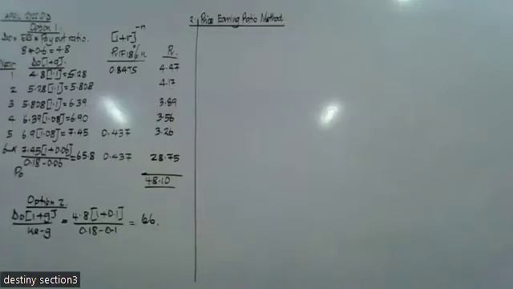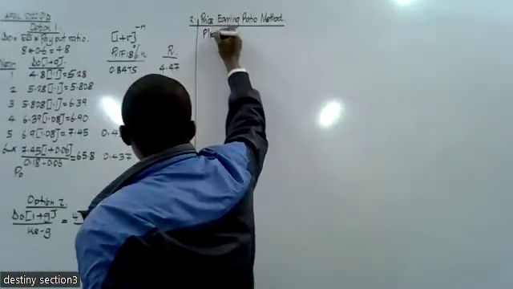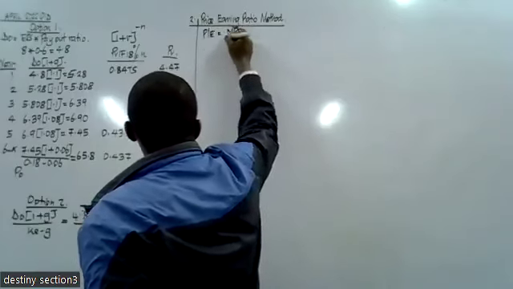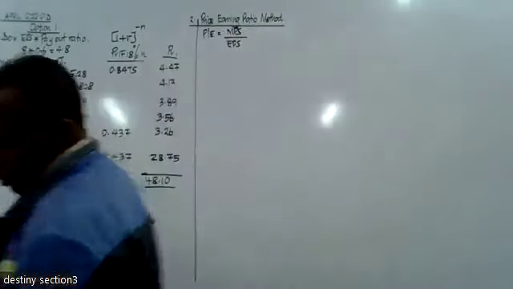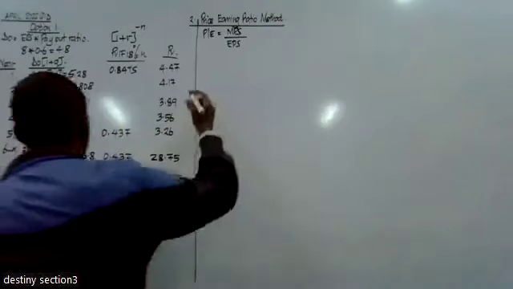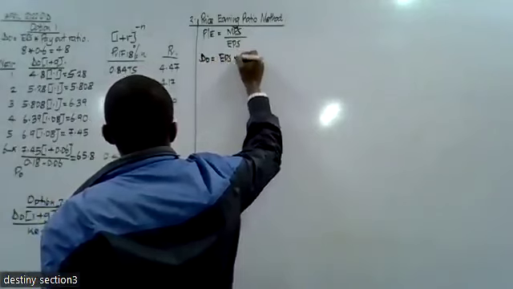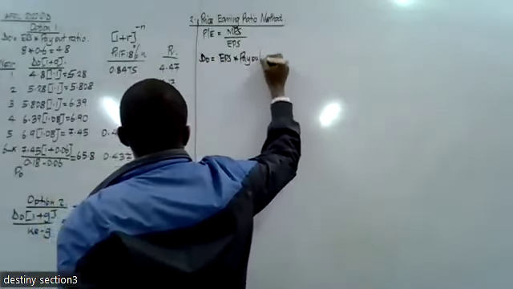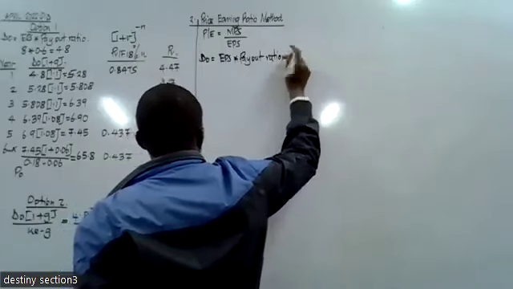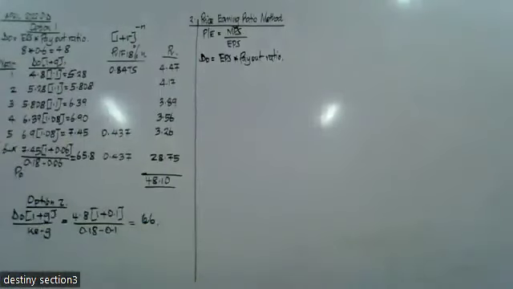The price earnings ratio is given by your MPS divided by your EPS. Your dividend is what? EPS times your payout what? Ratio. Remember, they give you retention ratio. You take 1 minus retention what? Ratio. To get your payout what? Ratio. Right.